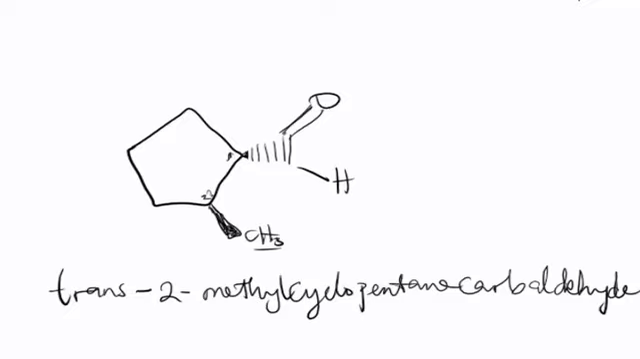So let's go ahead and look at the next rule, which is for ketones. Ketones are named by replacing the E in an alkane with ONE.